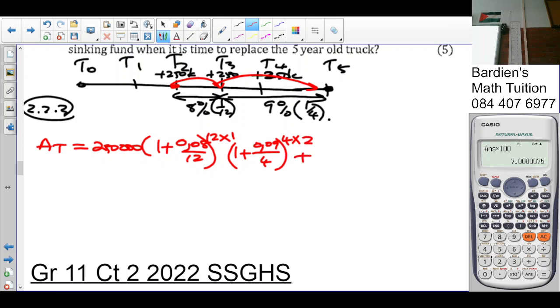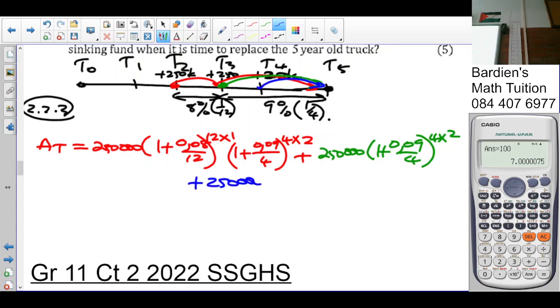So they have considered the first 250,000. Second 250,000 to the end is going to be 250,000 rand into 1 plus 0.09 over 4 to the exponent 4 times 2 years. Alright, then that to the end. So it's plus 250,000 rand into 1 plus 0.09 over 4 to the exponent 4 times 1. Okay, and that's how I work out my A total.